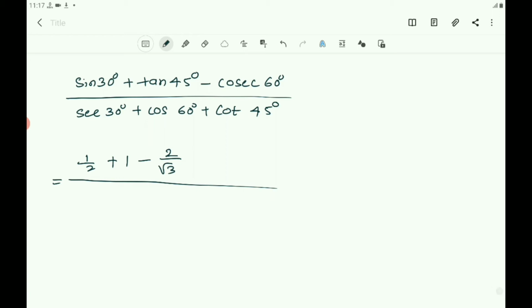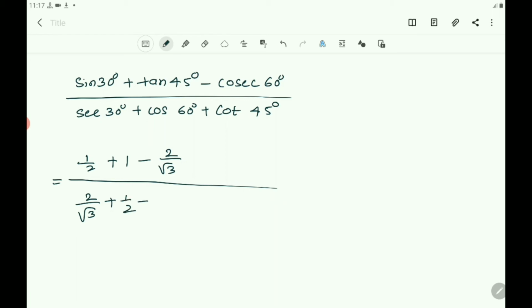Because sin 60 degree is root 3 by 2, cosec 60 degree is 2 by root 3. Then secant 30 degree is 2 by root 3, because cos 30 degree is root 3 by 2. So secant 30 degree is 2 by root 3, plus cos 60 degree, which is 1 by 2.